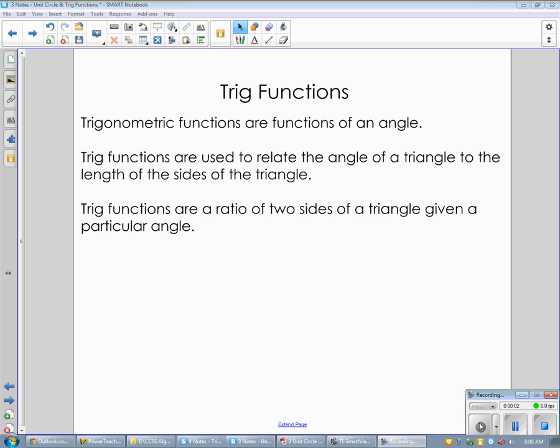Morning, everyone. Today's tutorial, I'm going to show you how to evaluate trig functions using what you know about a unit circle and right triangles. So first, let's just review.